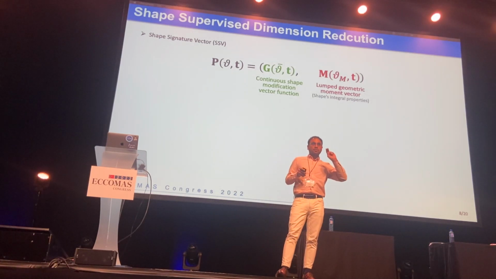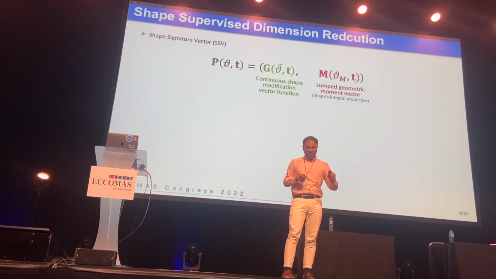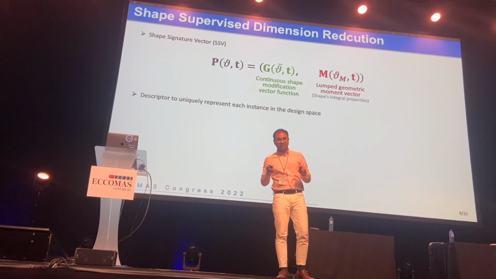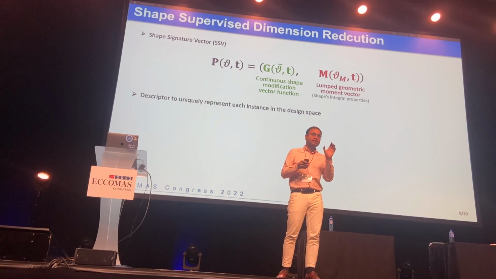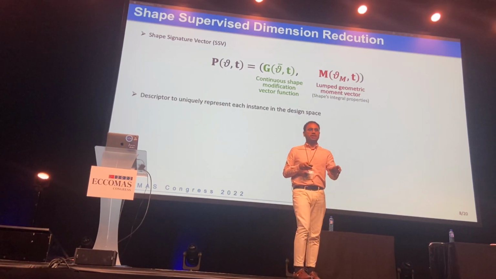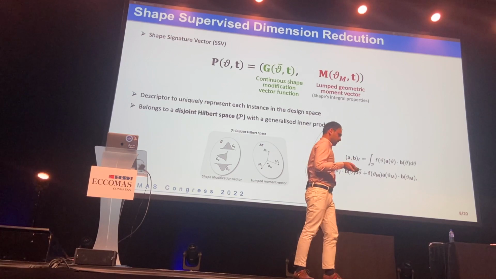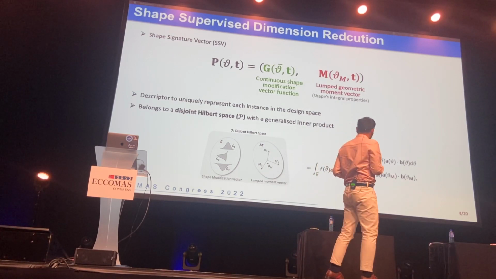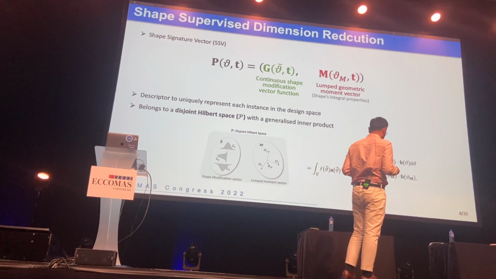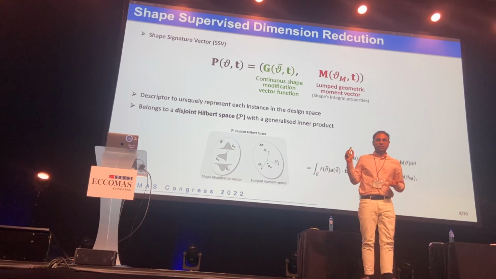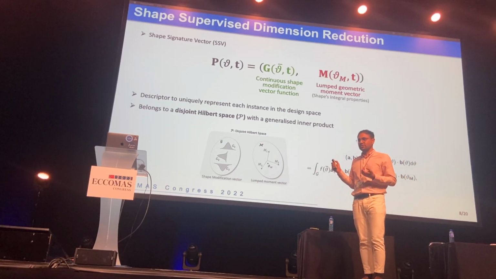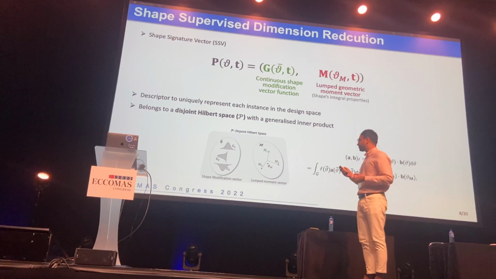These moments and the shape modification vector act as a descriptor. It uniquely represents a design or a geometry in the design space. These two vectors live in a joint Hilbert space, and they have a generalized inner product. Within this space, we're going to learn a lower dimensional representation of our geometric modification.